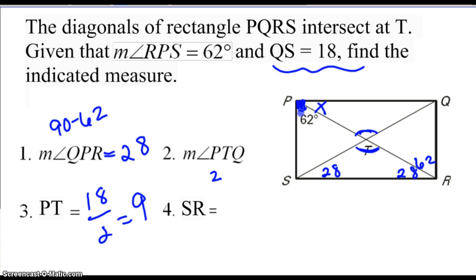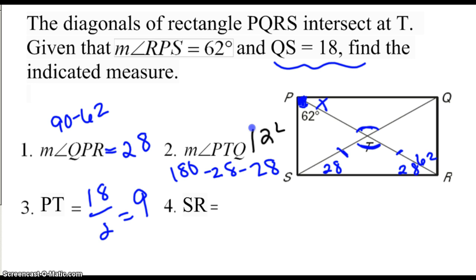Then, because of either isosceles triangles or even alternate interior, I know that if this is 28, this is 28. Isosceles triangles tell me this is 28, this is 28. So to find PTQ, I take 180 minus 28 minus 28, which is 124.